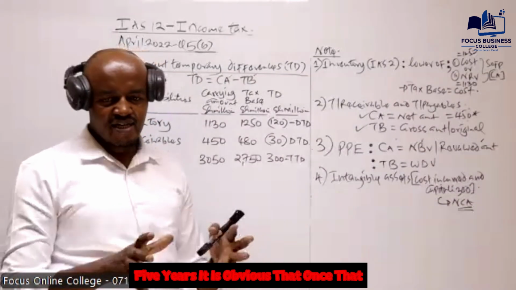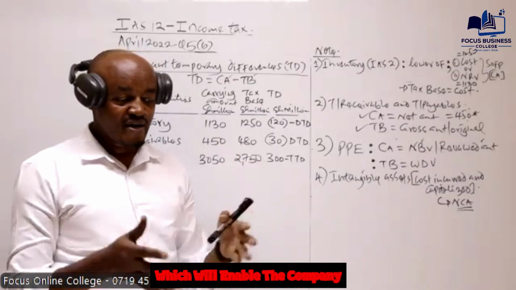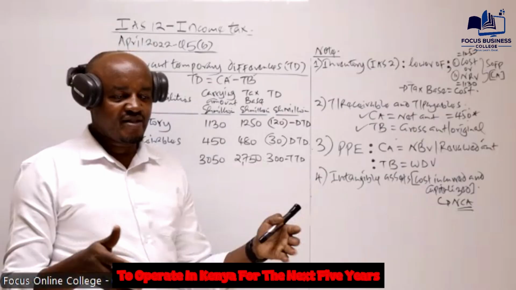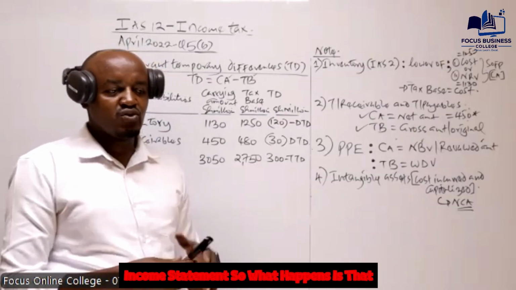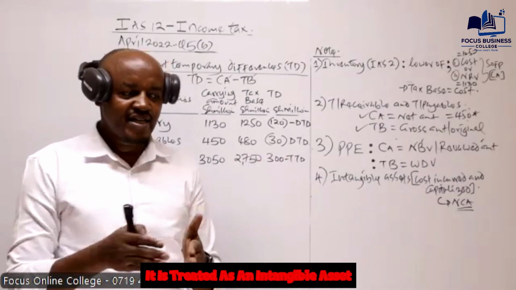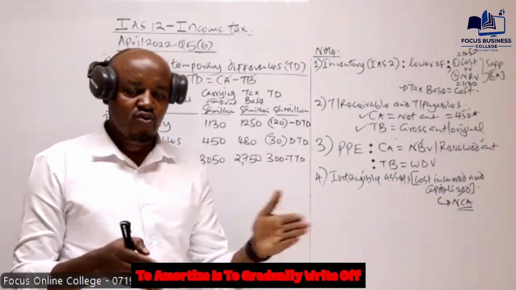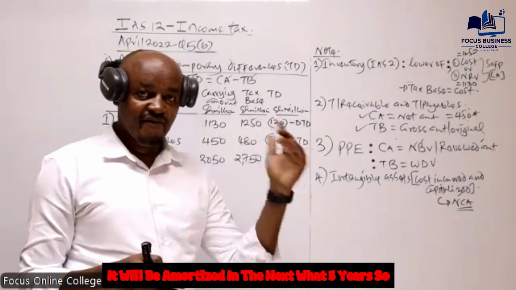It is obvious that once that license has been paid, which will enable the company to operate in Kenya for the next 5 years, that company cannot treat that as an expense in the income statement. So what happens is that the cost is capitalized. It is treated as an intangible asset, and then it will be amortized. To amortize is to gradually write off. It will be amortized over the next 5 years.